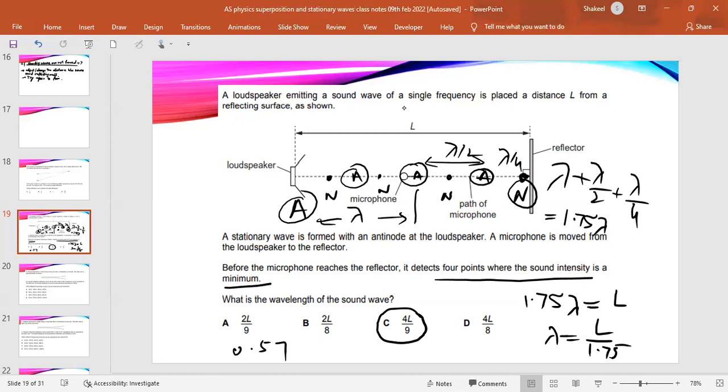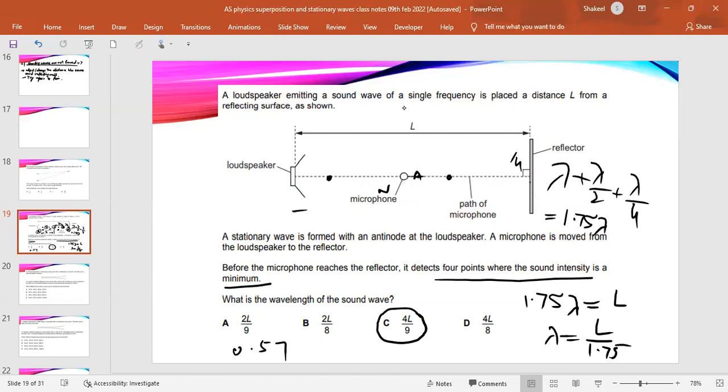Antinode is at loudspeaker. A microphone is moved from loudspeaker to reflector. Before the microphone reaches the reflector, it detects... अच्छा अच्छा एक सेकंड. One trick is there which we missed. Like 4 lambda would be open up. Because at the loudspeaker is antinode and then 4 nodes. 1, 2, 3, and 4. Before it reaches reflector.